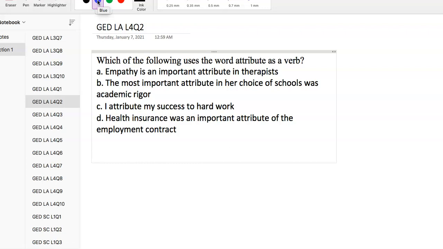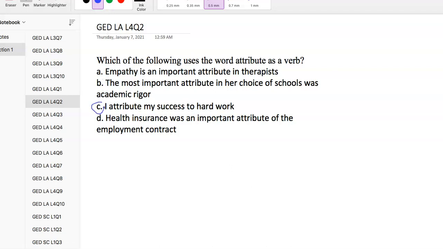And so the question was attribute as a verb, right? So when attribute is a noun, it is a quality or feature of somebody or something. When it's a verb, attribute means to say or believe that something is the result of a particular thing. You can also sound out the word and know which one is unlike the others. So I attribute my success to hard work.